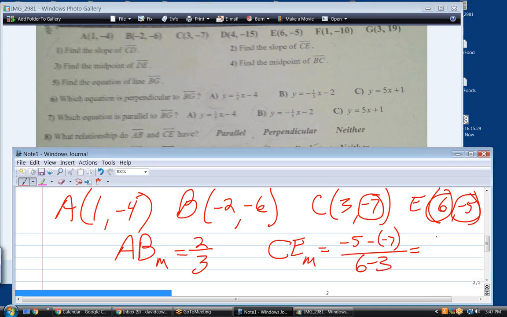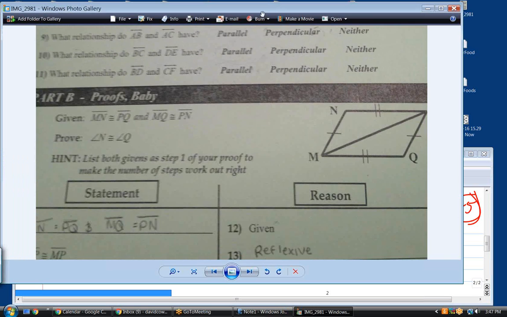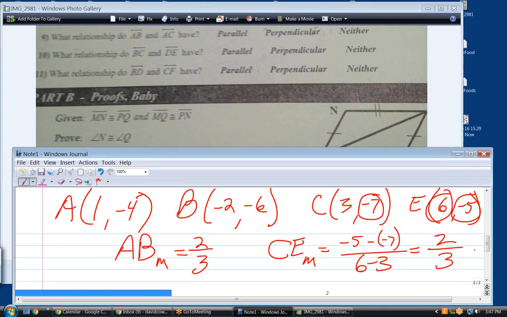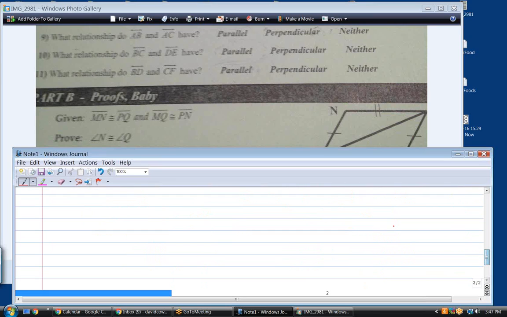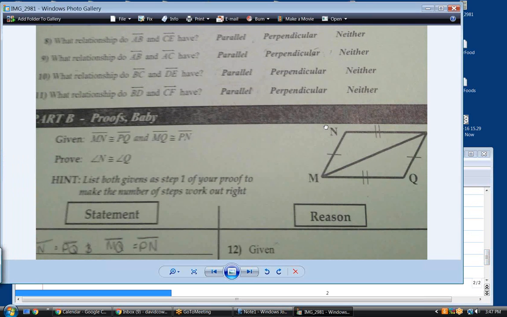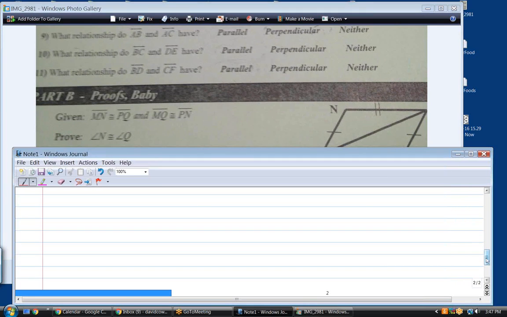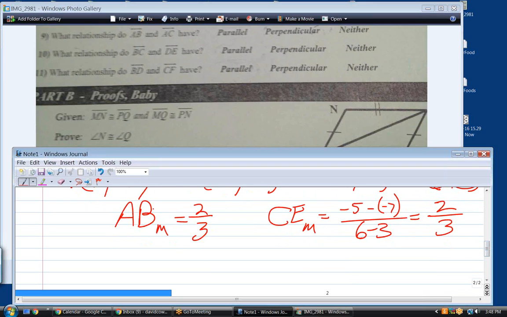Is that equal? Y is 2 and then X is 3. Okay, so how do these two lines compare? Are they parallel, perpendicular, or neither? They're parallel. Good. Let's do at least one more. Okay. Before we go on. So, let's see. That was AB and CE. So let's compare AB and AC. We don't have to do AB anymore because we already have it.